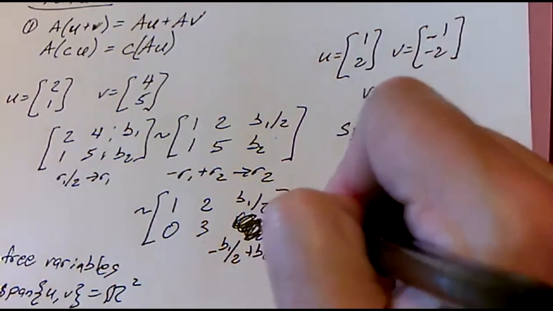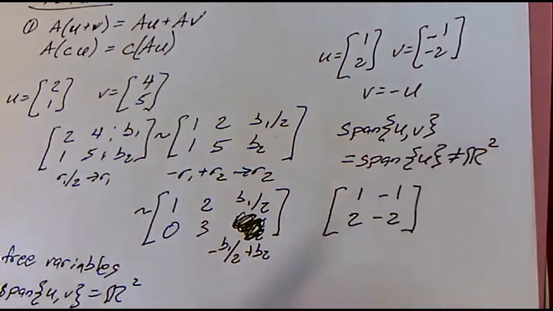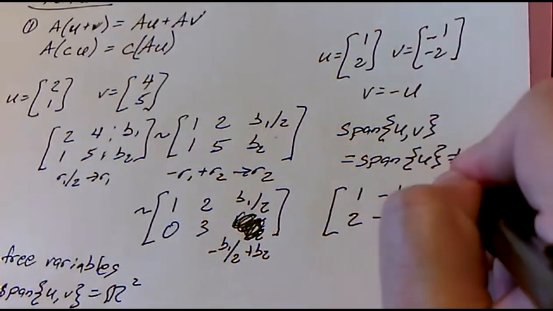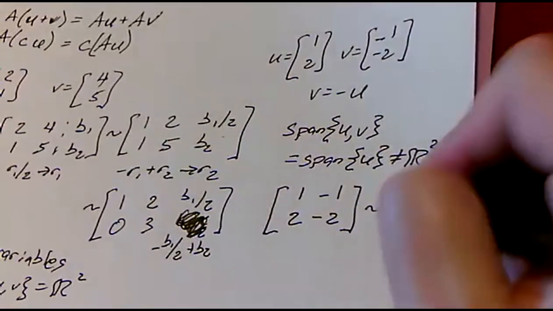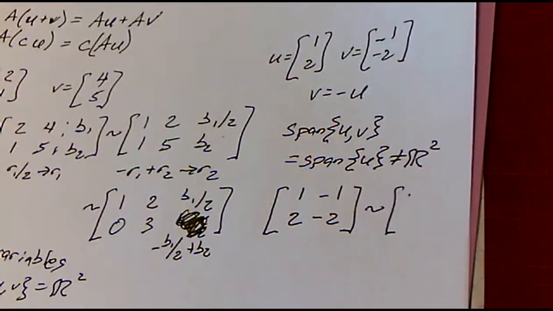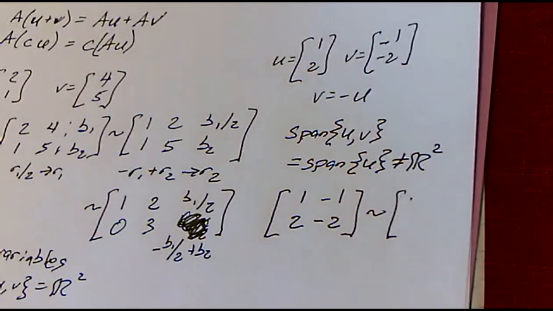Because if you set up a matrix with those two vectors U and V and row reduce that, you will find that you get a free variable. So you can actually do that in your calculator again, and I'm trying to show you those examples as I get to them.